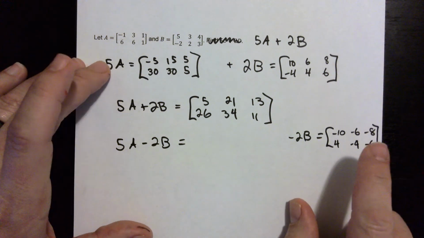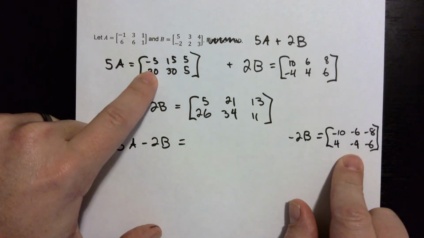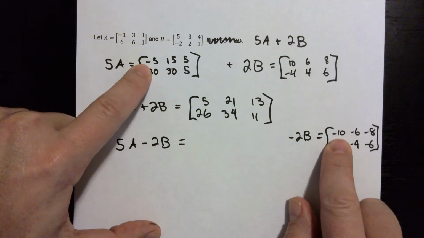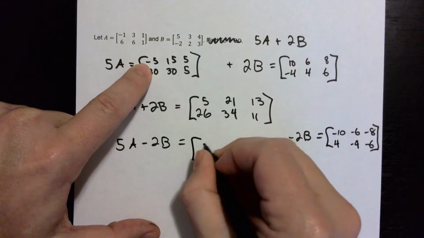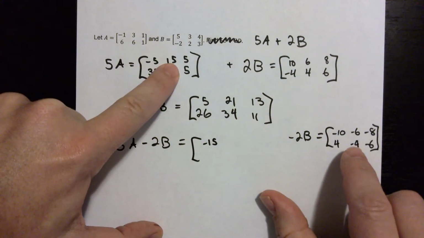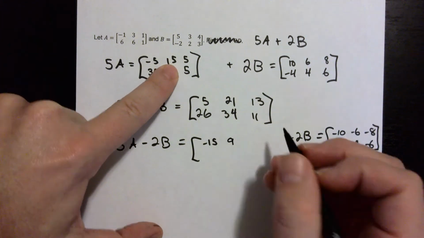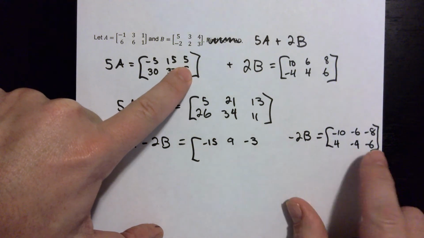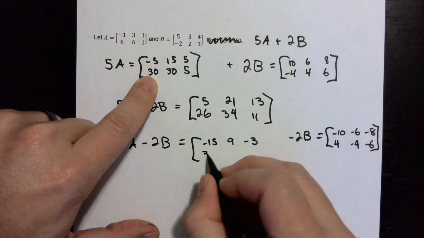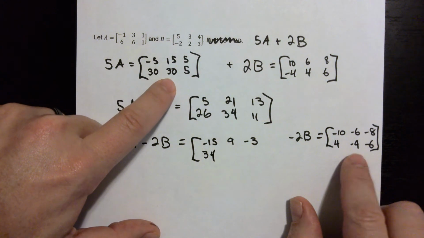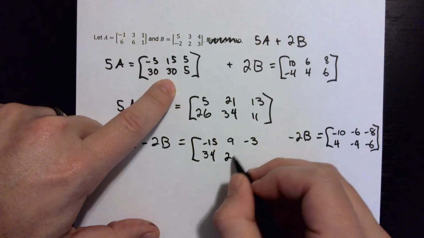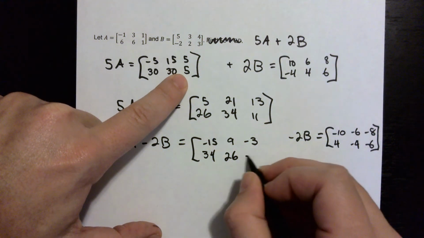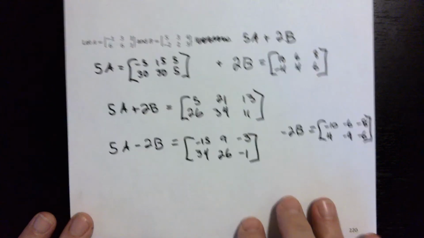And now when I add that to 5a, okay, so 5a minus 2b, that would be, let's see, negative 10 and negative 5 make a negative 15. 15 and negative 6 make 9. 5 and negative 8 make a negative 3. 4 and 30 make 34. Negative 4 and 30 make 26. And then 5 and negative 6 make a negative 1. Okay, so there's 5a minus 2b.